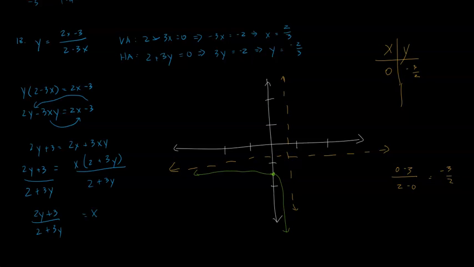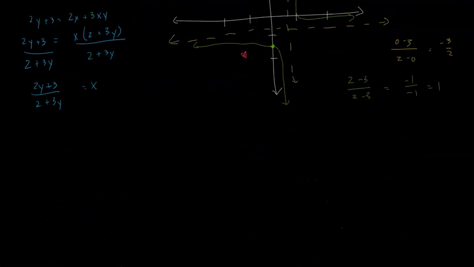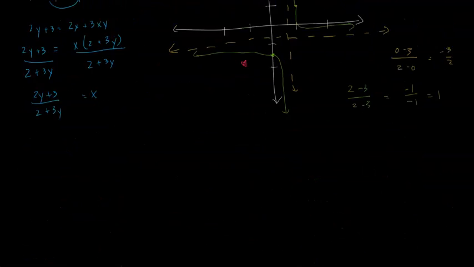Kind of like that. Okay, and then let's go ahead and put in a 1. So 2 times 1 minus 3 over 2 minus 3. I just saw the same thing, negative 1 over negative 1, which is 1. So 1, 1. There's my other point. There we go. Okay, sorry, I had to stop the video.